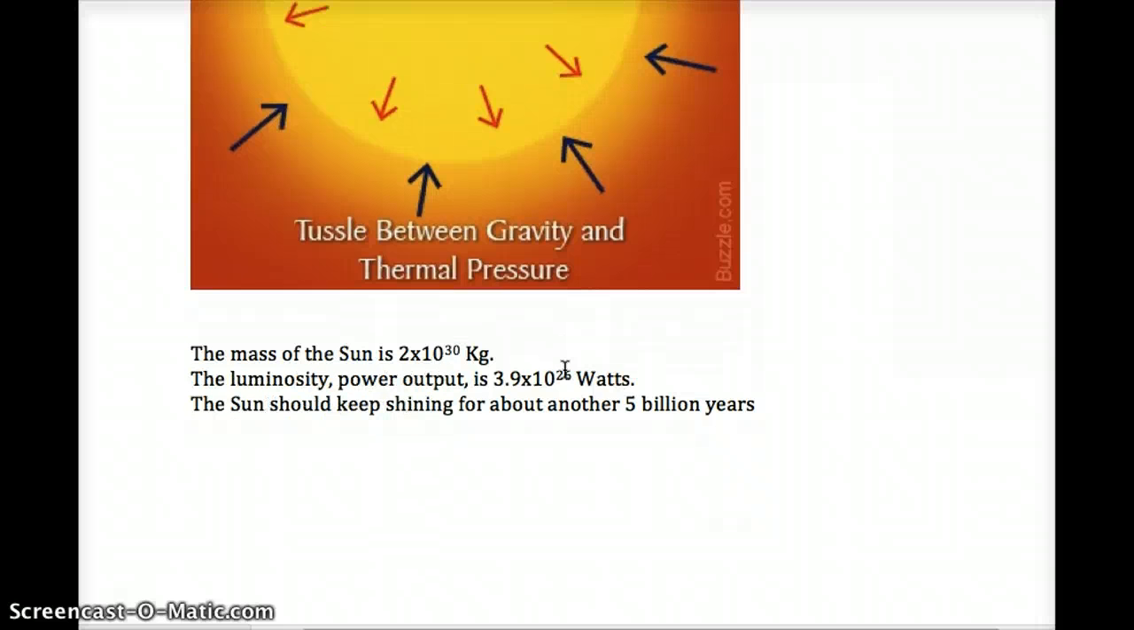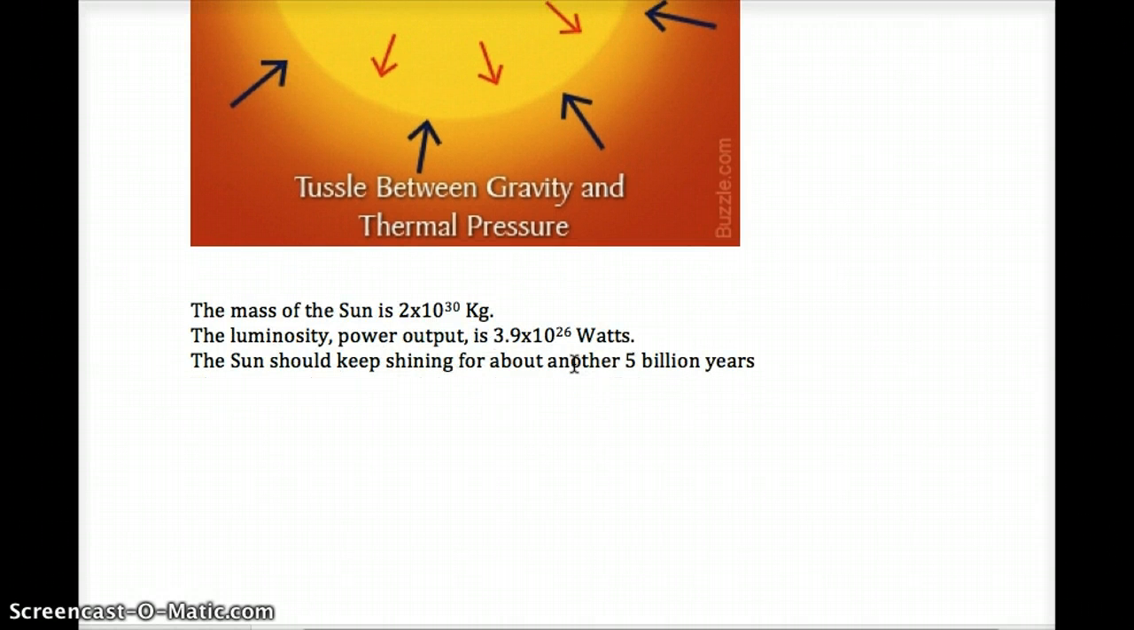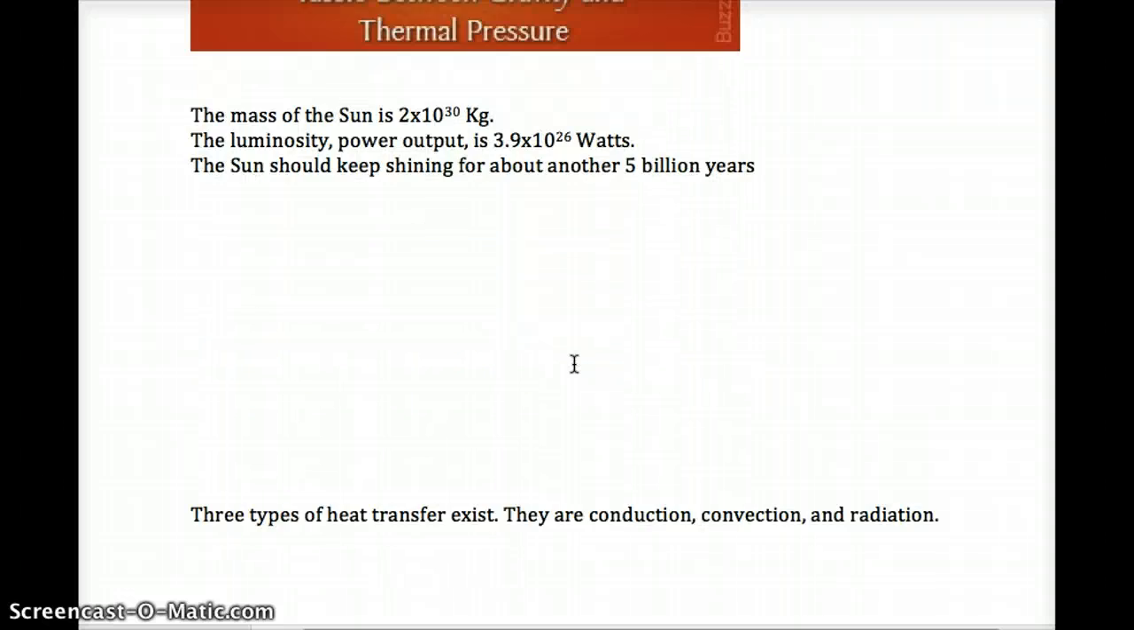The mass of the Sun is 2 times 10 to the 30th kilograms. The luminosity, or power output, is 3.9 times 10 to the 26th watts. The Sun should keep shining for about another 5 billion years.